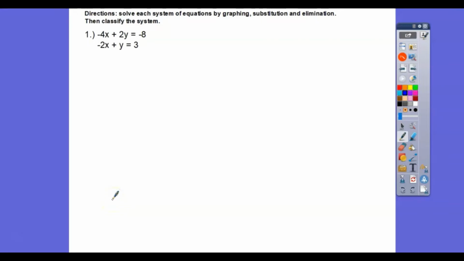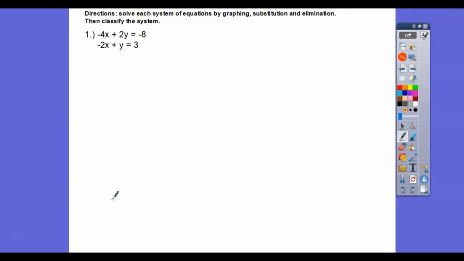Directions. Solve each system of equations by graphing, substitution, and elimination. Then classify the system. Okay, we're going to start with number 1. Negative 4x plus 2y equals negative 8, and negative 2x plus y is equal to 3.